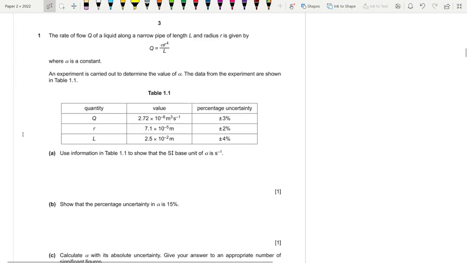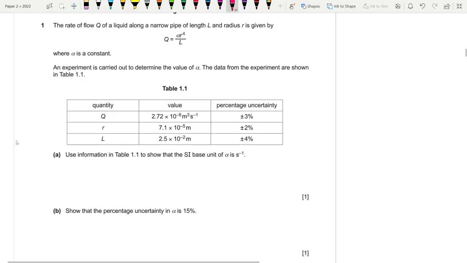The rate of flow Q of liquid along a narrow pipe of length L and radius R is given by this expression, where alpha is a constant. An experiment is carried out to determine the value of alpha. The data from the experiment are shown in table 1.1. Use the information in table 1.1 to show that the SI base unit of alpha is per second. Okay, let's do this.